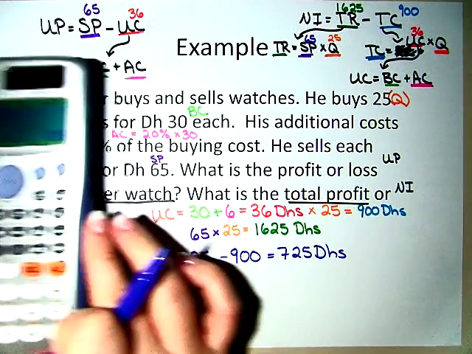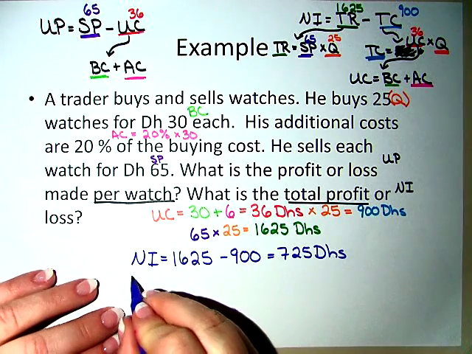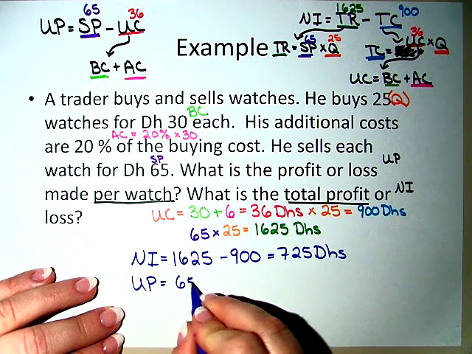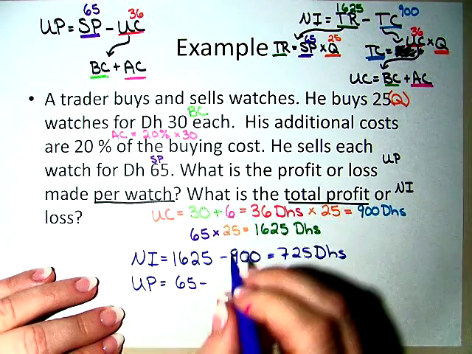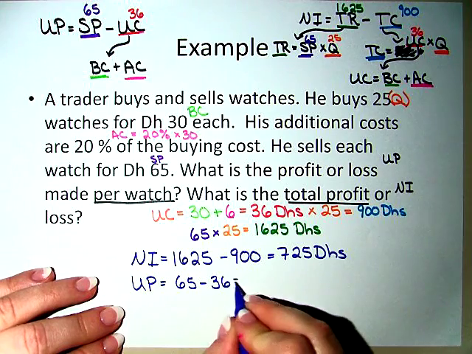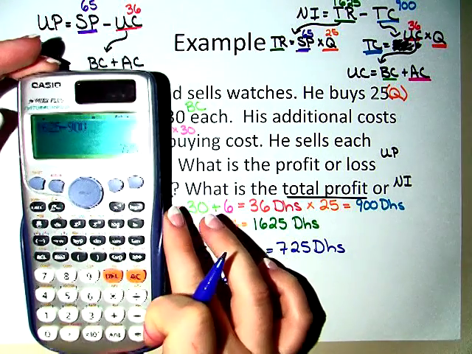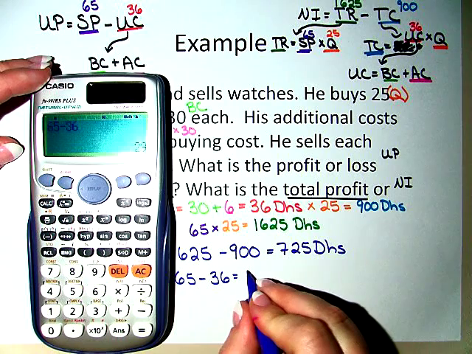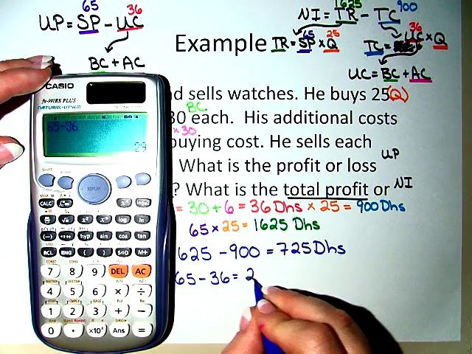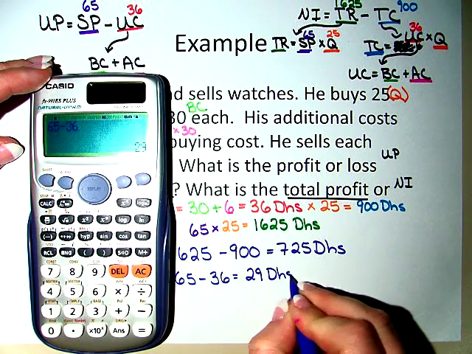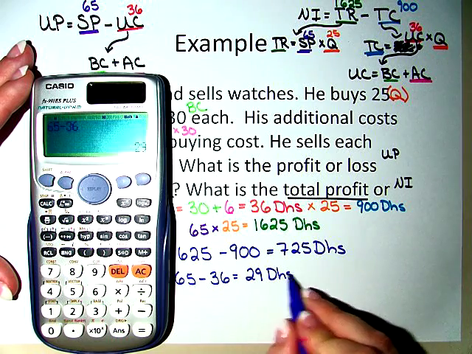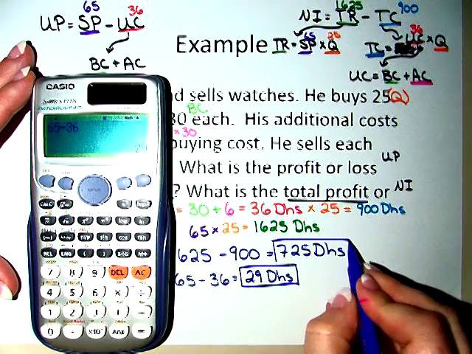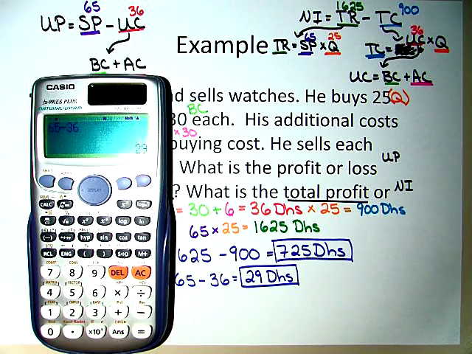My unit profit is the selling price, 65, minus the unit cost, which is 36. So 65 minus 36 gives me a unit profit of 29 dirhams. So 29 dirhams is the unit profit, and the total profit is 725 dirhams.